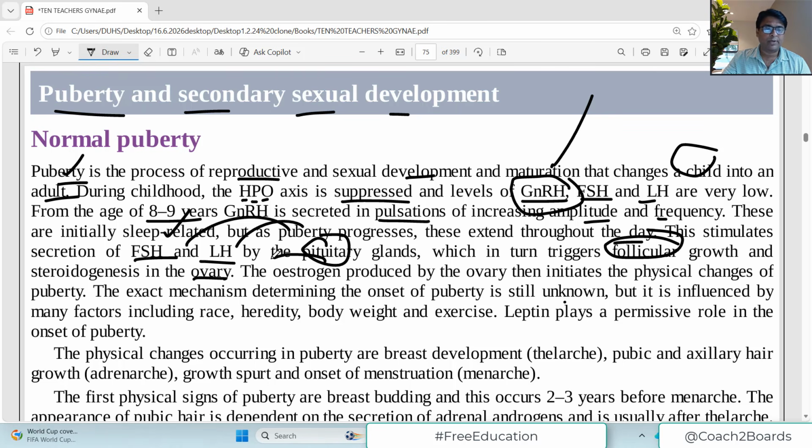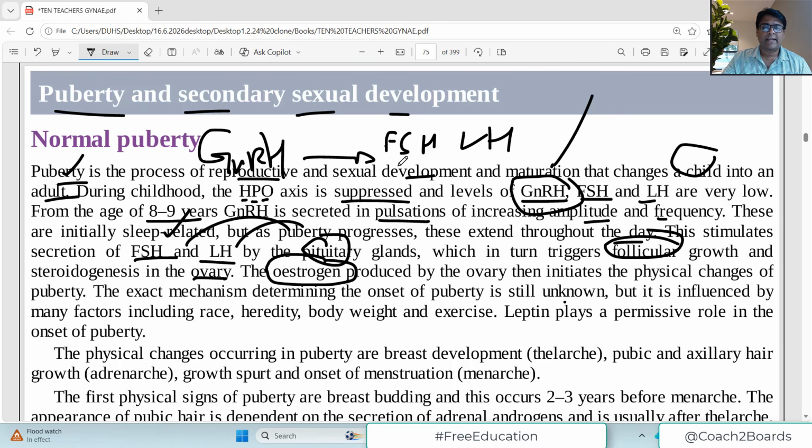So ultimately ovary में जो developing follicles हैं, so the story basically is that the GnRH from the hypothalamus goes to pituitary, and pituitary releases FSH and LH, and as a result of these, the follicles grow in the ovary. Estrogen is produced, and this is the one chemical which initiates physical changes of the puberty.